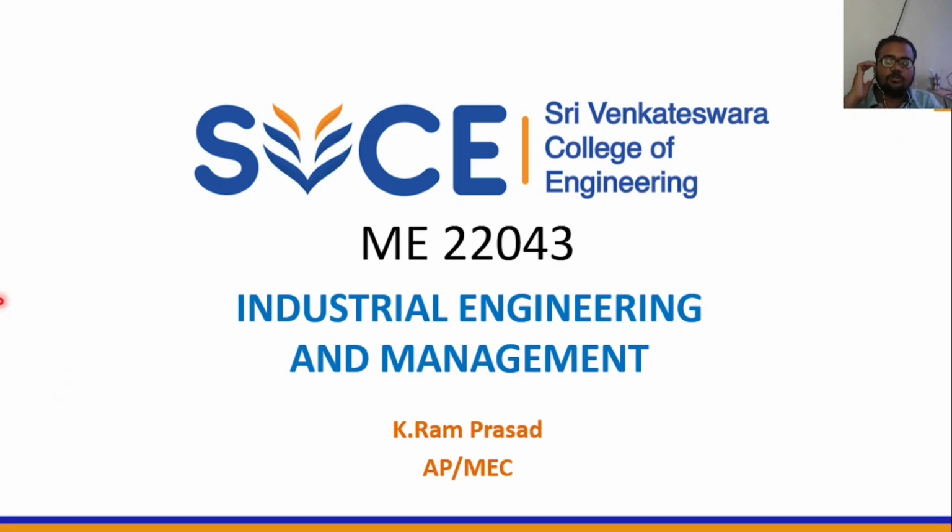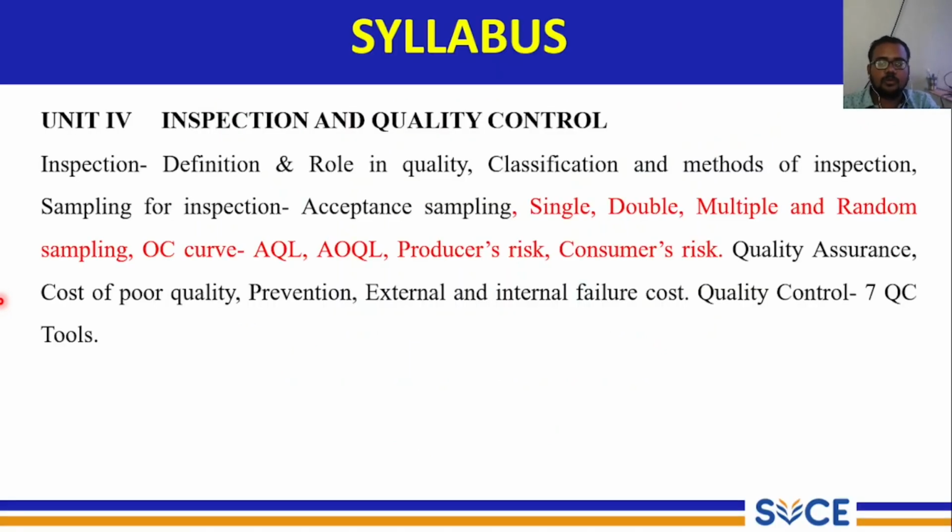This video will be continuing with what we have been discussing in the previous unit 4. The topics which have been marked in red are the ones which we'll be seeing today. Single sampling, double sampling, multiple and random sampling, concept of OC curve, which is also called operating characteristic curves, AQL, AOQL, producer's risk and consumer's risk.